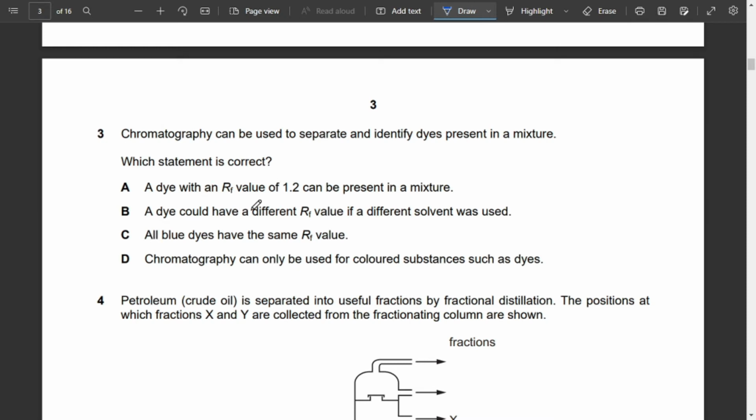And then a dye could have a different RF value if a different solvent was used. Yes, if we have a different solvent used, of course the RF value will also be changed. Alright, so option C, all blue dyes have the same RF value. Not importantly, chromatography can be used for colored substances such as dyes. Can only be used? No, it can be used for other chemicals too. So no, this is also not the right answer.